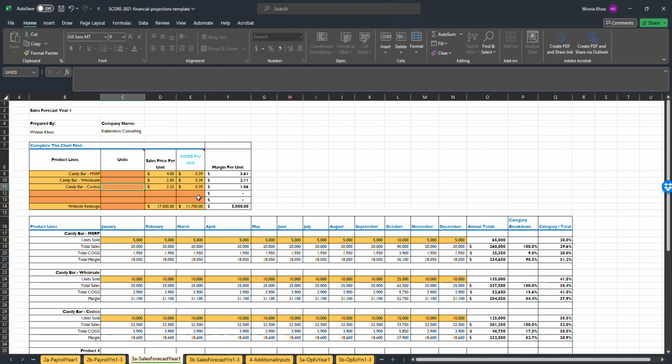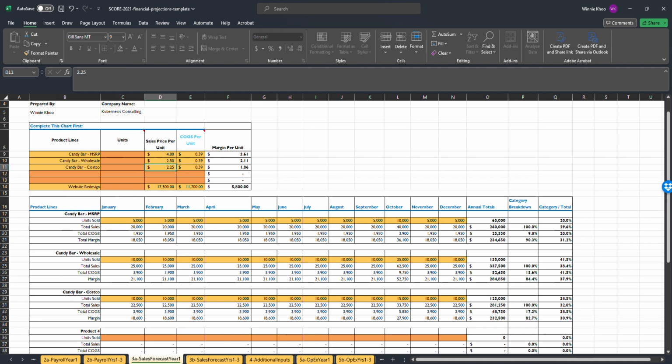So based on the COGS calculator, we calculated that each candy bar was roughly 39 cents. And the different sales prices that I'm estimating are $4 direct, $2.50 is the wholesale price, and then Costco is going to have a price of $2.25. And you can see that the margin per unit changes depending on where I'm selling the product. So this all is going to translate here.